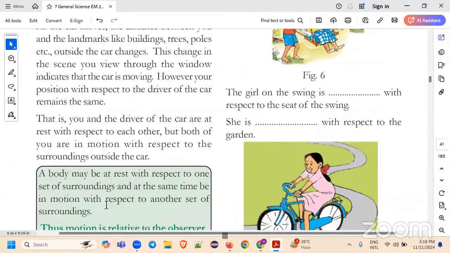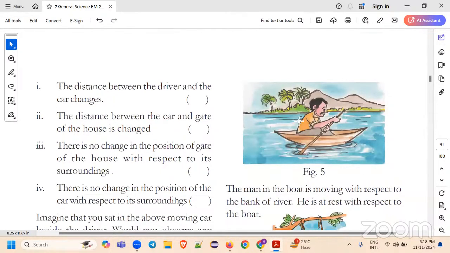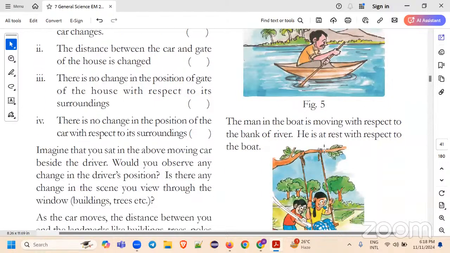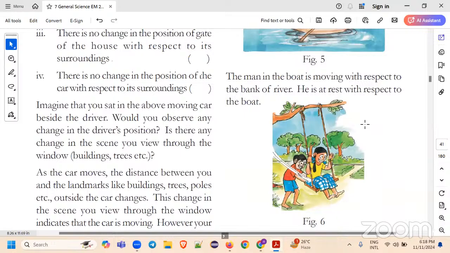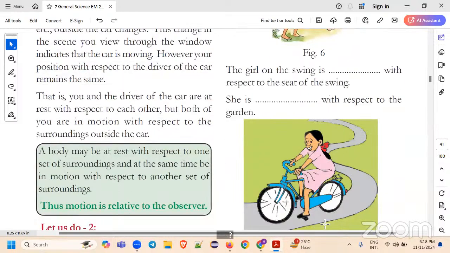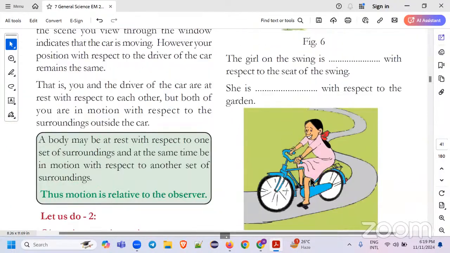Now you are observing some different kinds of motions. You see, a boy is sailing in a boat in a river. The cradle is swinging to and fro. Look at the cycle on the road, moving in a winding path. All these are different types of motions.